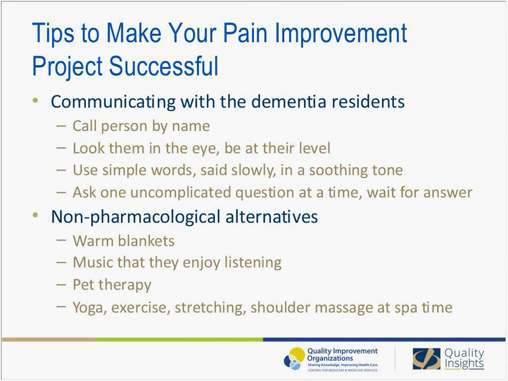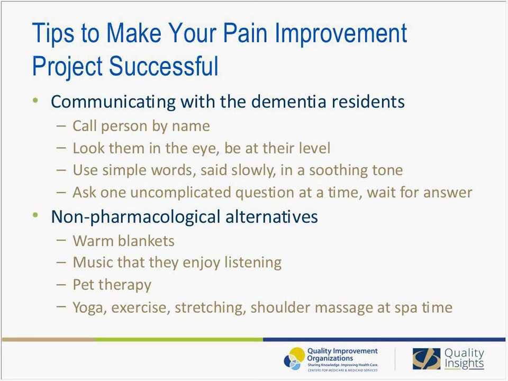So here's some tips to make your pain improvement project successful, especially when it comes to communicating with that dementia resident. Those are the ones that may be a little tougher to be able to elicit that information of where exactly their pain is. And remember, there are some pain tools out there specifically designed for this dementia resident. You'll want to call that person by name, look them in the eye, even if you have to bend down if they're in the wheelchair, to make sure that you are at eye level.